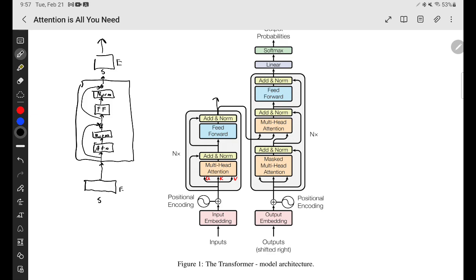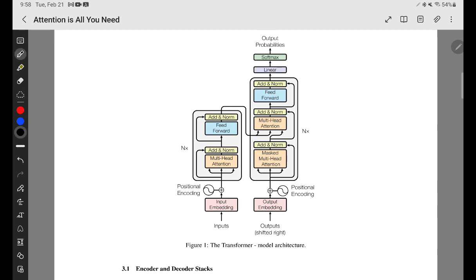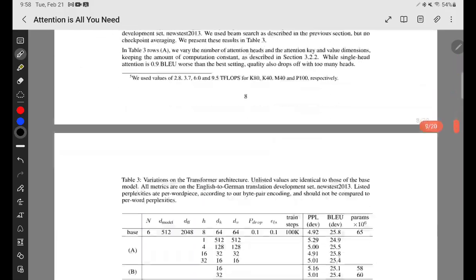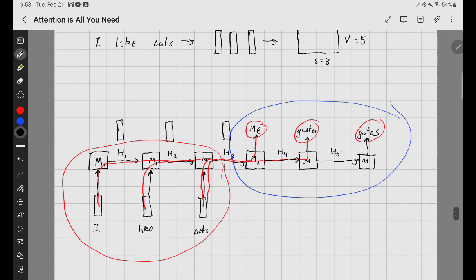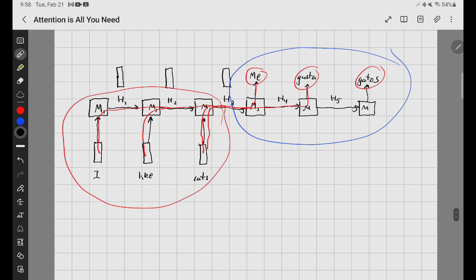So yeah, we've gone over this block, and we've gone over the attention, we've gone over the feed forward. Now let's go over how the encoder-decoder works. So let me erase this. All right. Remember how we had an encoder and decoder in the RNN. So you have this encoder that encodes the sequence, and a decoder that decodes the sequence.